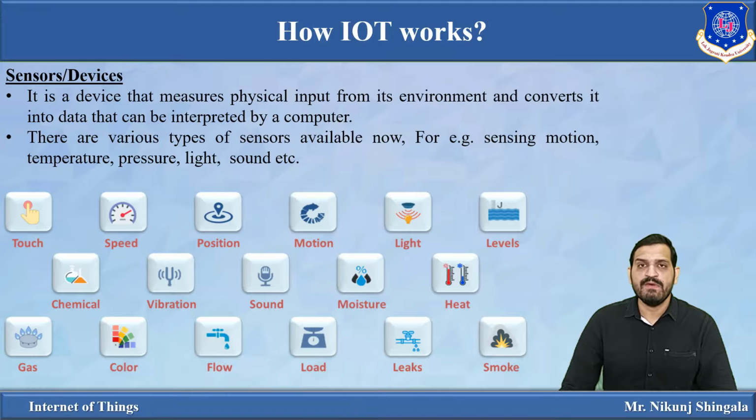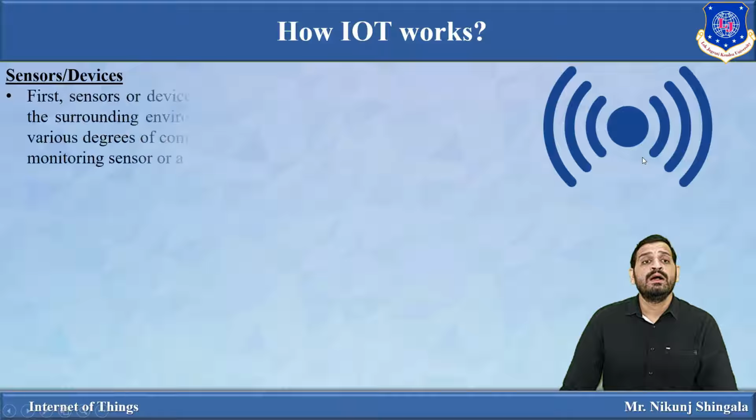The first one is the sensors, devices, objects, things. It is a device that measures physical input. It is a transducer which takes data from the environment and converts the physical quantity into an electrical quantity, and this electrical data is then converted into digital data, which can be interpreted by the computer. Various types of sensors are available now. For example, you can see here the touch sensor, speed sensor, position sensor, motion sensor, light sensor, level sensor, chemical sensor, flow sensor, smoke sensor, leakage sensor. A number of sensors are available nowadays.